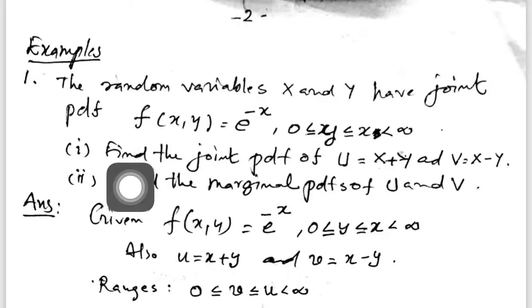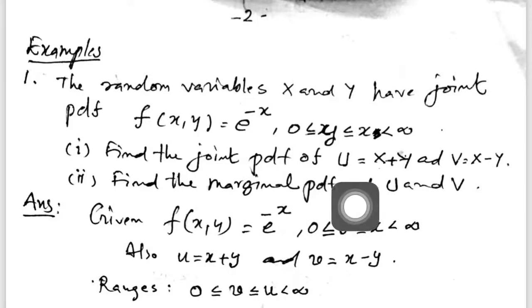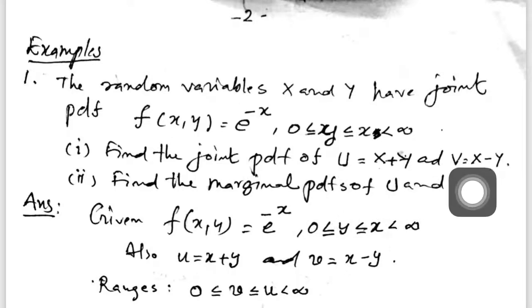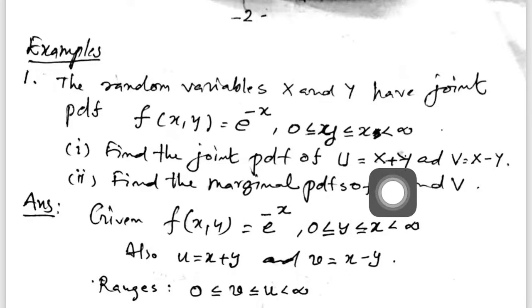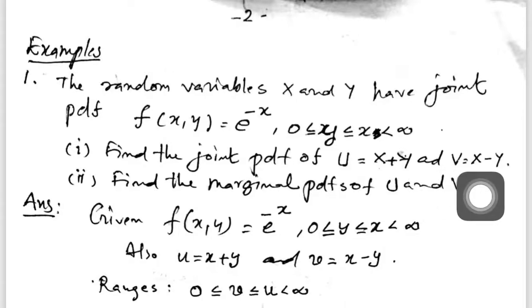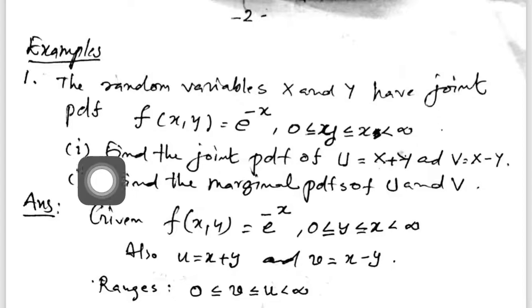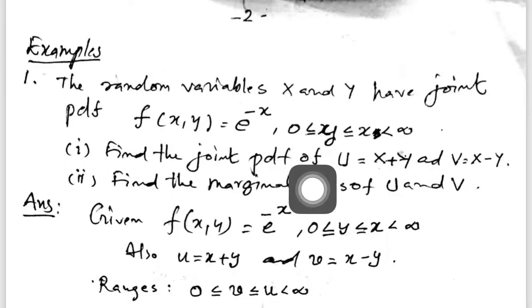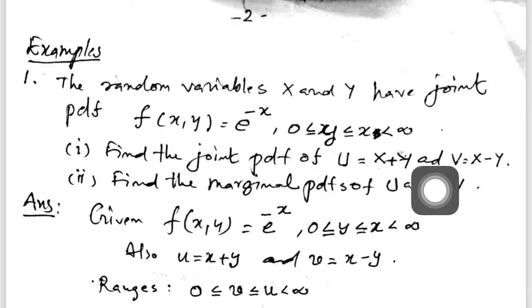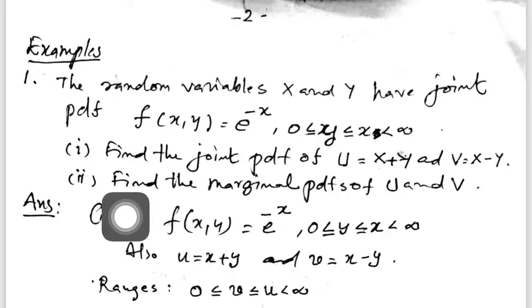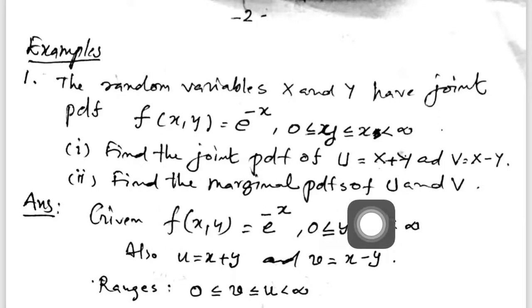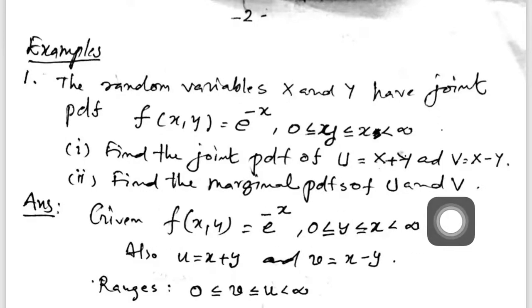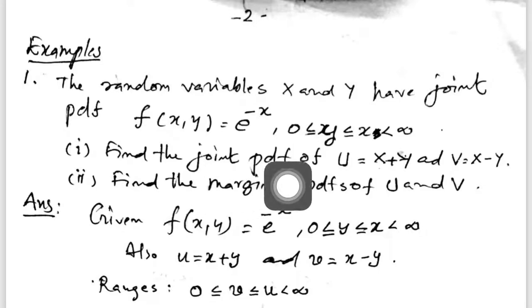In this problem, you have to find the joint PDF of u and v, where u is equal to x plus y and v is equal to x minus y. This is only an example. So in the first part, we will find the joint PDF of u and v, and as the second part, we will find the marginal PDFs of u and v. You know how the marginals are determined out of the joint PDF.